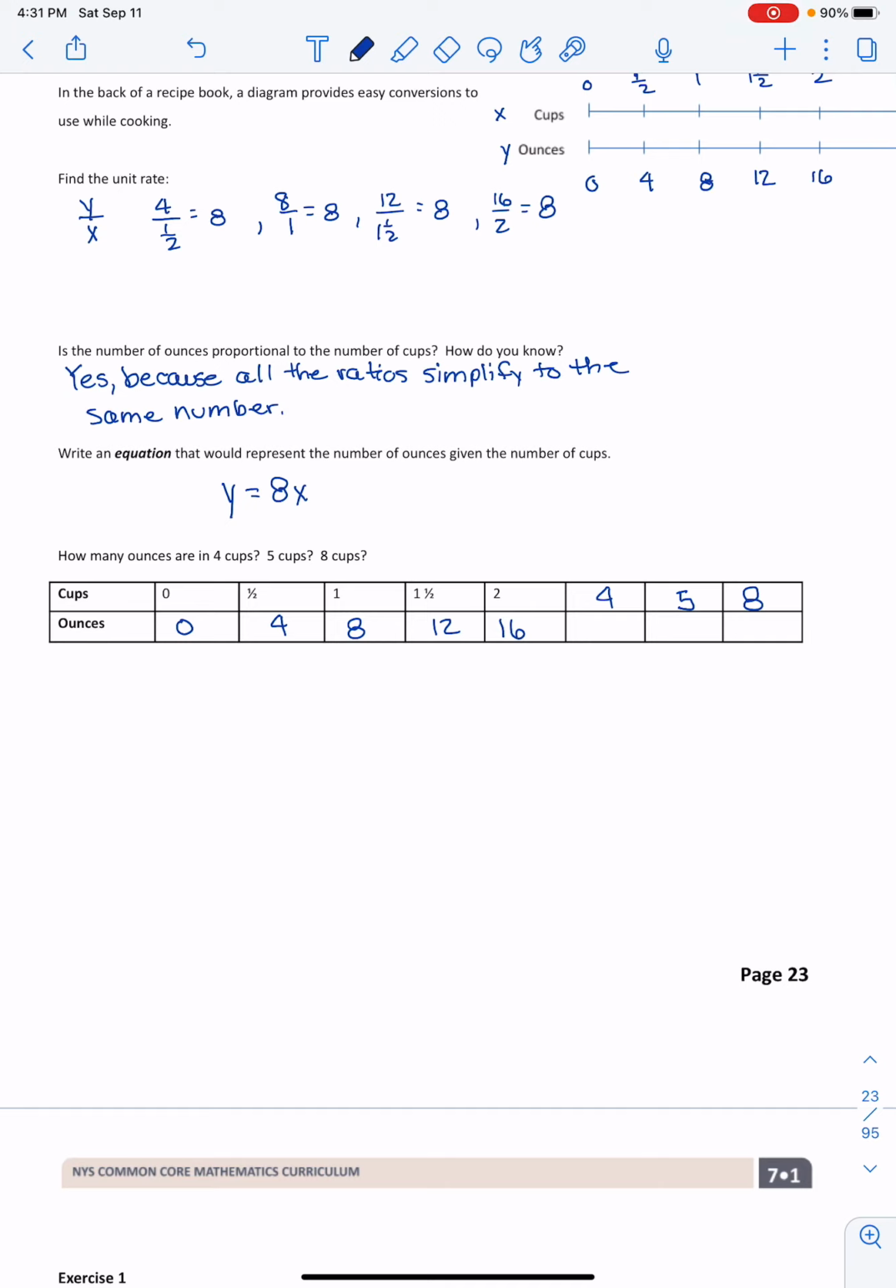Well, remember, we can use our x here. So 8 times 4 is 32. So for 4 cups, we have 32 ounces. 8 times 5 is 40. So that's 40 ounces. And then 8 times 8 is 64 ounces.